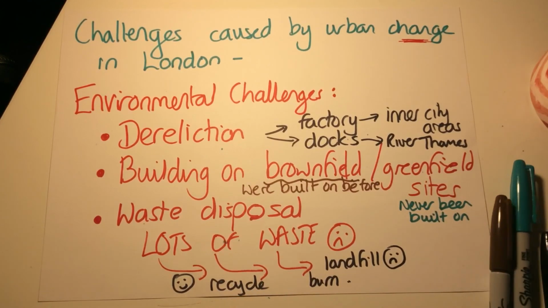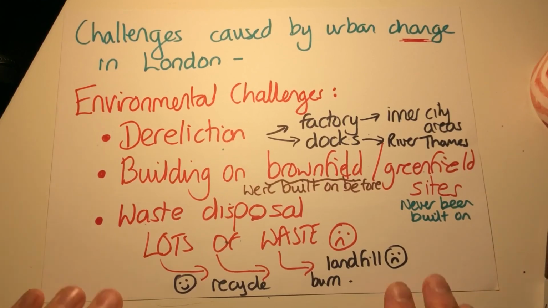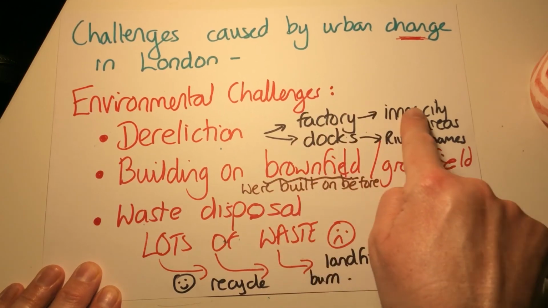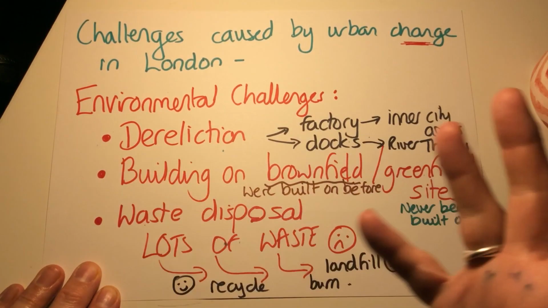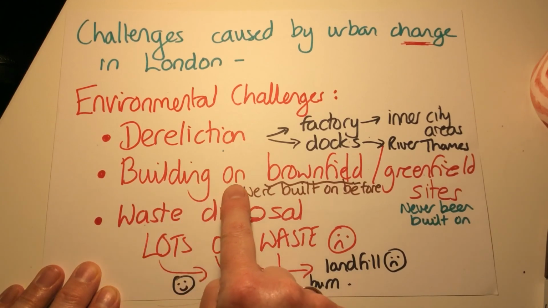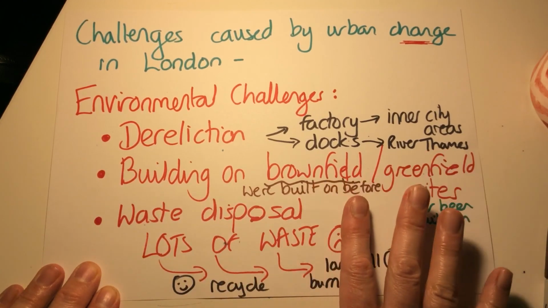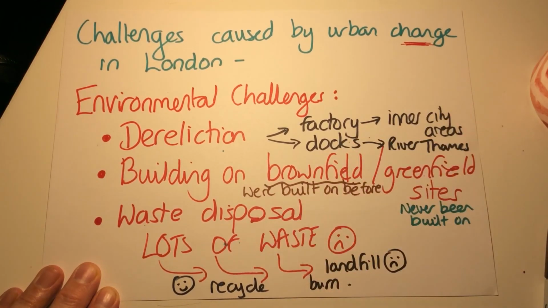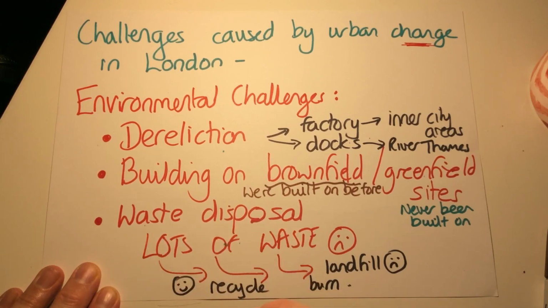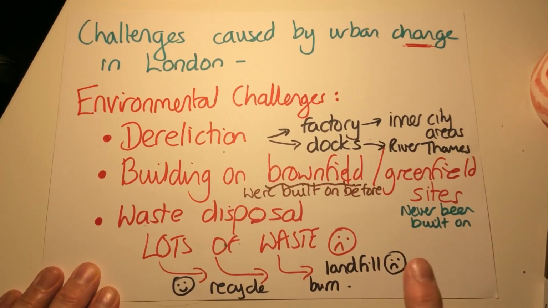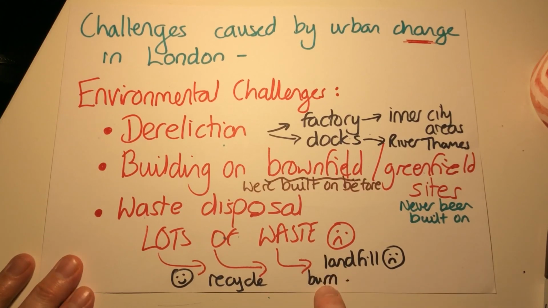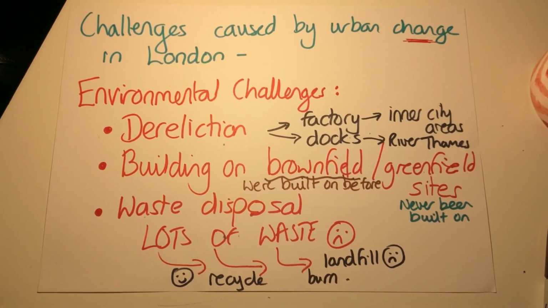And those are the environmental challenges caused by change in London. As we no longer need certain buildings, they become derelict. That causes all sorts of problems. As we need new houses, there are challenges. Where do you build them? Greenfield sites, destroying habitats. Brownfield sites might be contaminated. And last but not least, all of those extra people, extra businesses create lots of waste. Where is it going to go? Landfill, we're running out. Recycling, have we got enough plants, places to do it? Burning it may create some air pollution.